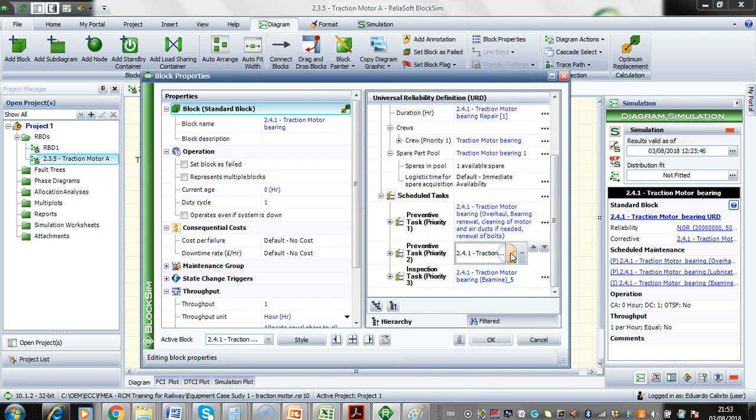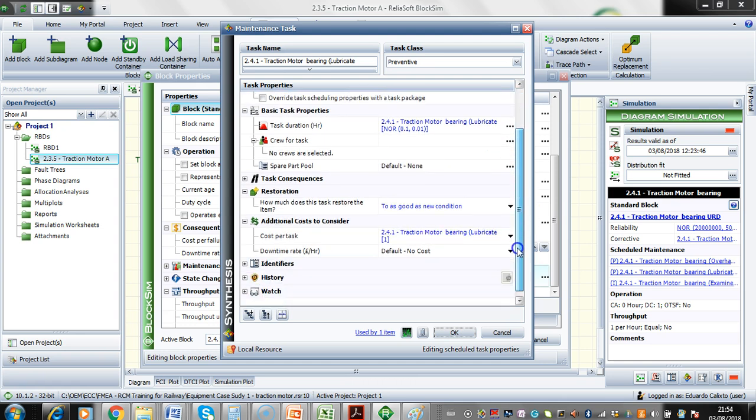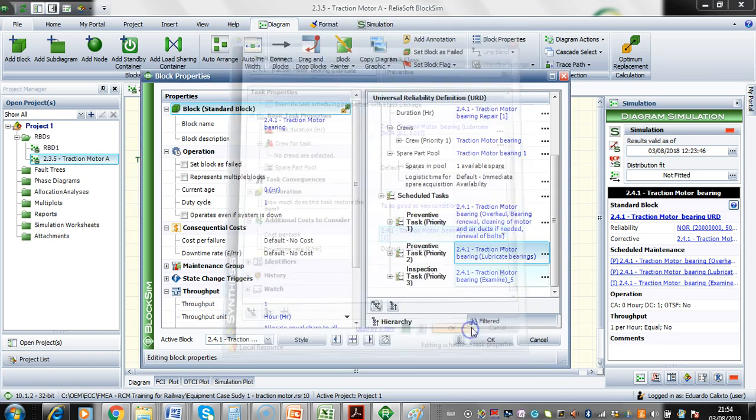We have another preventive maintenance, the lubrification. This one happens more frequently, every 630 hours. We need to lubricate this bearing in the traction motor, so that takes 0.1 hours in mean and 0.01 standard deviation, so it's very fast. And here we have the cost per task that was included.